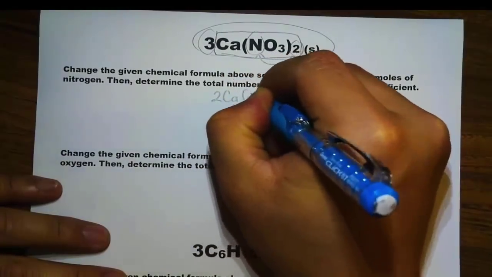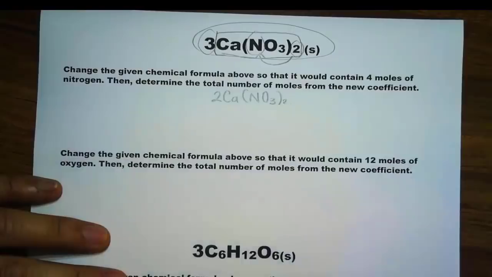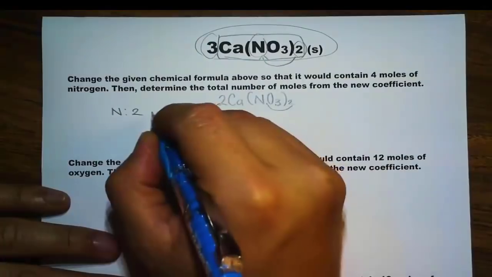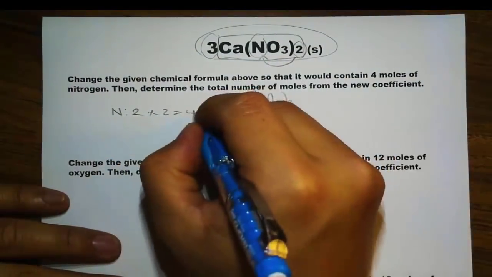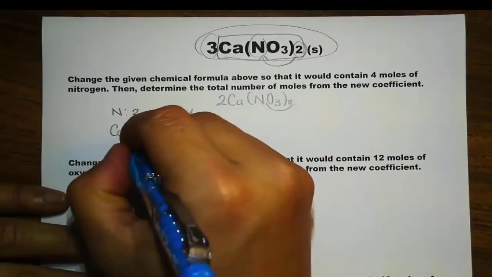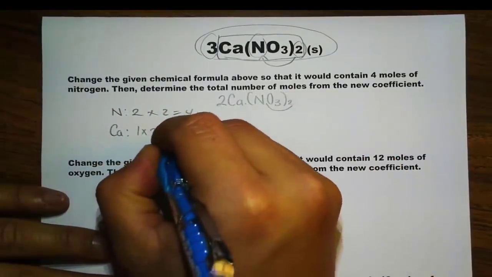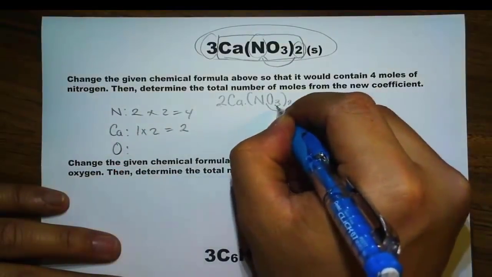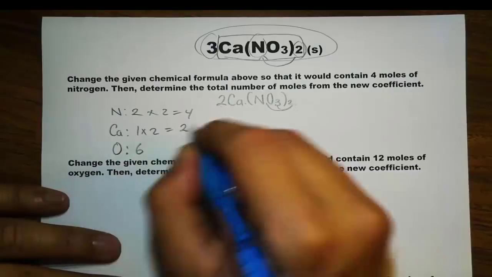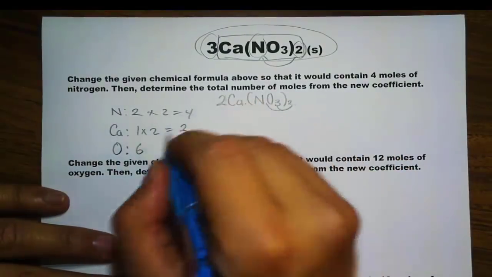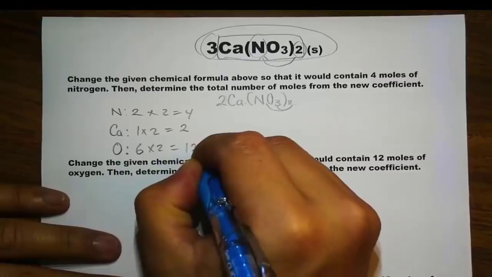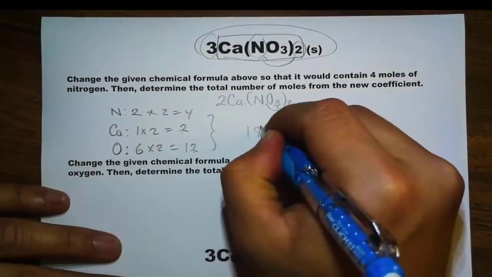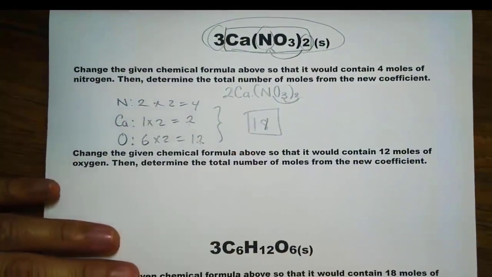So we have 2Ca(NO3)2. And we look at the nitrogen, of course. There's 2 for each substance, and times the 2 of the substance, that gives us 4. And for calcium, it's just going to be 1 times 2, gives us 2. And for the oxygen, we have 2 of O3, so each of them has 6 oxygen, but now we have 2 of the substance, so that is 12. Then we add them all together, 4 plus 2 plus 12, that gives us a total of 18 moles. Isn't that easy?